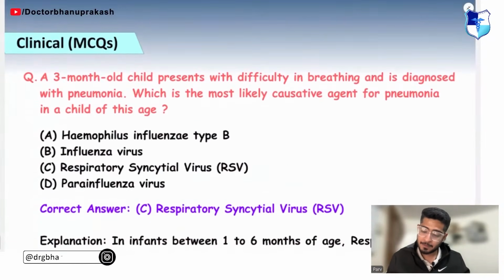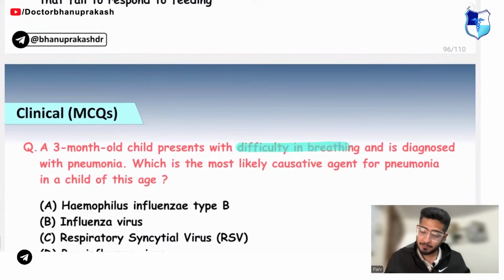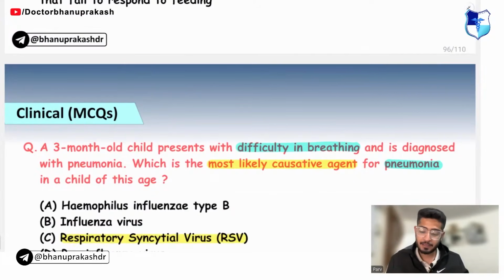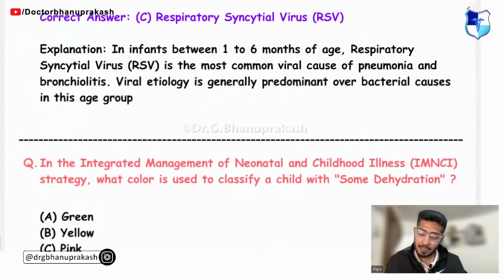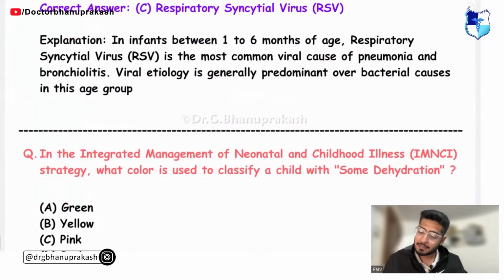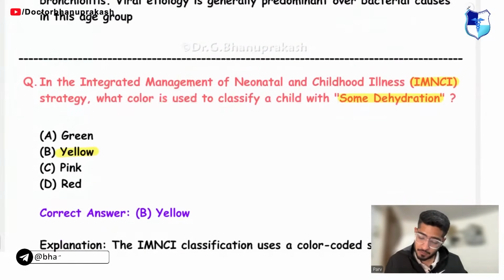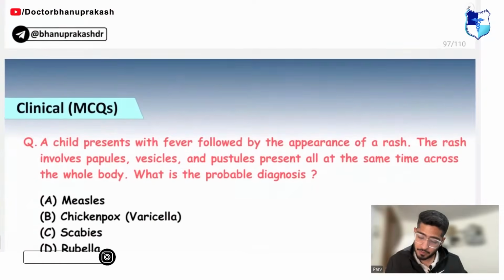Chaliye bache. Yes, this question. There is difficulty in breathing. There is pneumonia also. What is the most likely causative agent for pneumonia? The answer is respiratory syncytial virus. That's also a previous year question. In IMNCI, some dehydration belongs to what? Very good. Some belongs to yellow.